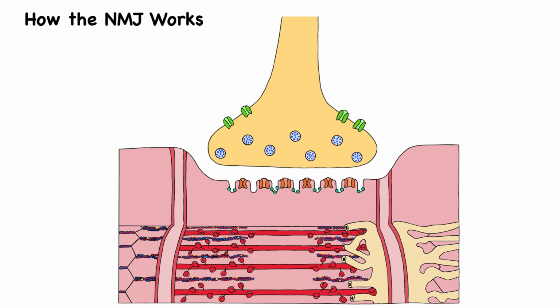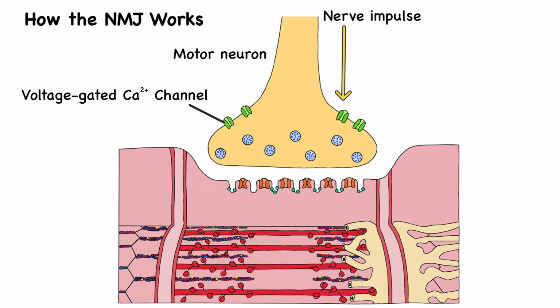Now that we know what the neuromuscular junction looks like, let's take a look at how the nerve action potential signals a muscle action potential. A nerve impulse is going to travel down that motor neuron and reach the axon terminal. Here, voltage-gated calcium channels in the terminal are going to open and calcium rushes into the neuron. These channels open in response to the voltage change from the action potential moving through the neuron's membrane.